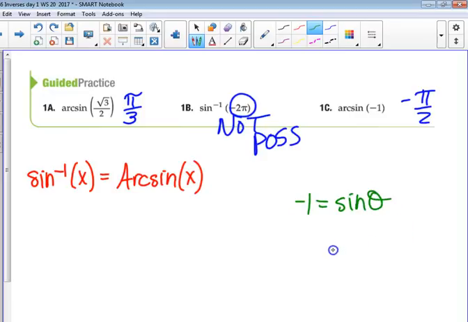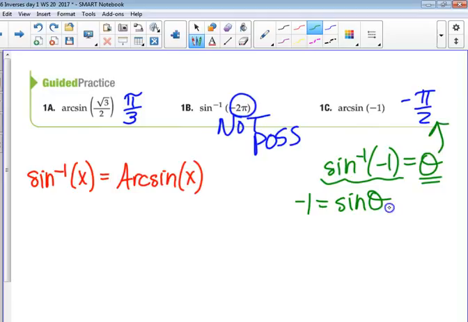That actually has infinite answers. Most of you are thinking to yourself, these are the same thing. Okay, they're not, because arc sine or inverse sine is a restricted domain. So the only answer here would be negative pi over 2.